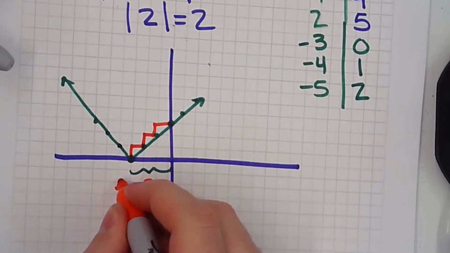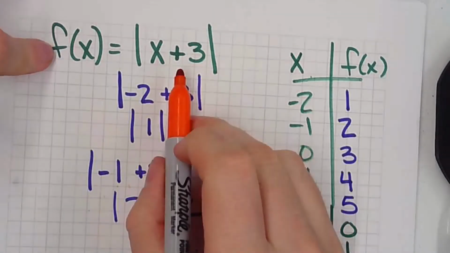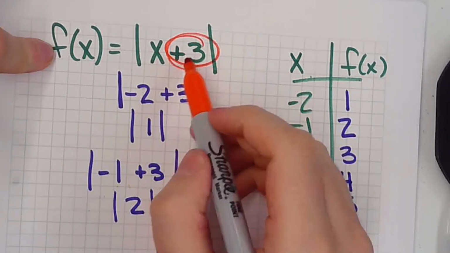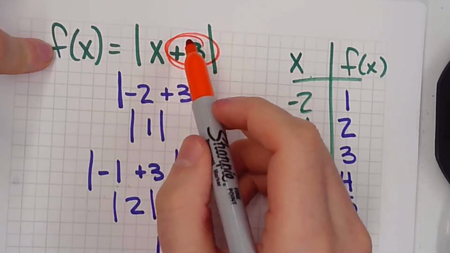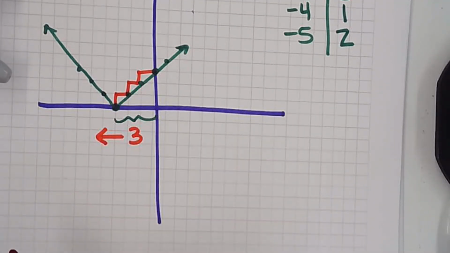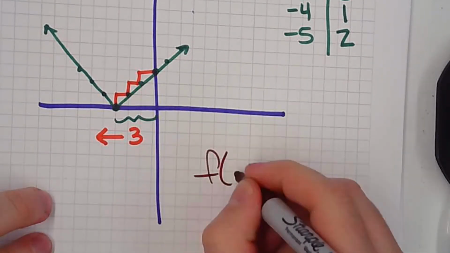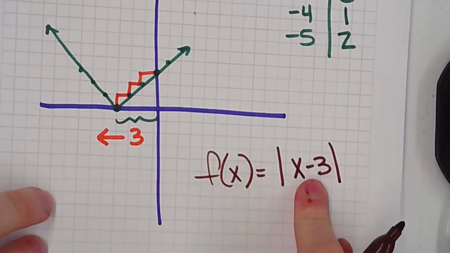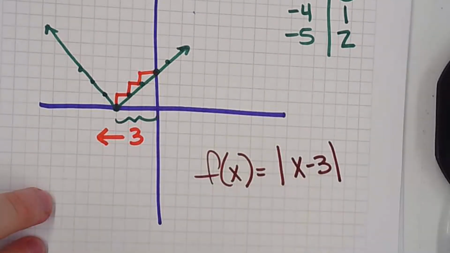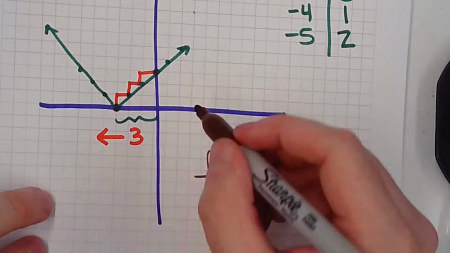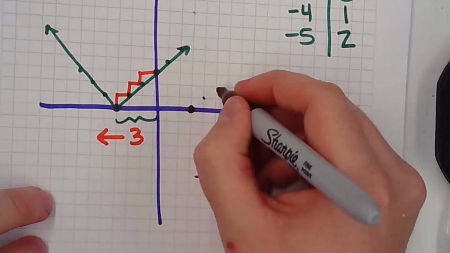So this number right here, it's a positive 3. So whatever its sign is, we think of the opposite. It says plus 3, so we think minus 3. And minus 3 sends us to the left 3. If I were to write f of x equals absolute value of x minus 3, we think the minus 3, right? We change the sign in our heads to a positive 3. And positive 3 means 3 to the right. So then my graph would look like this.